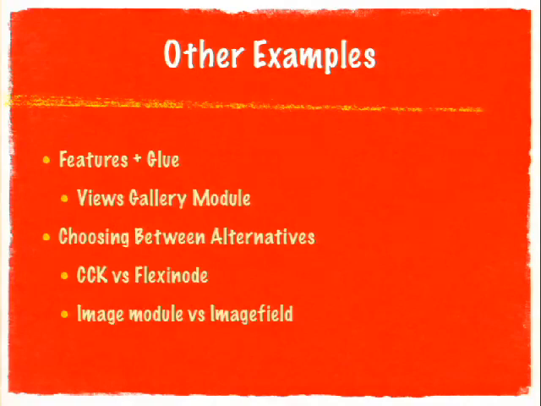And actually you can use the features module to sort of lock all this stuff up, and you basically just have to enable the module and it all works. So Views Gallery was that. It was making that into a feature and making that really a one-step thing. But that's an example of how you can do something like putting a combination of things together with a little glue.